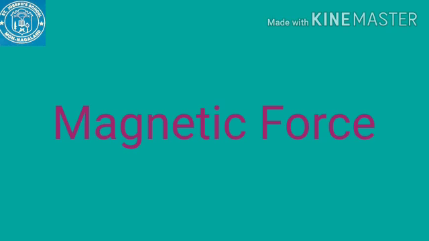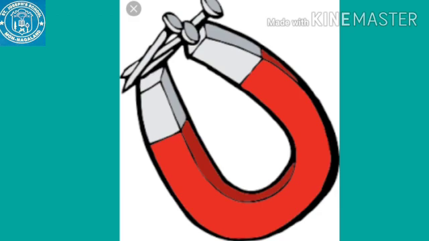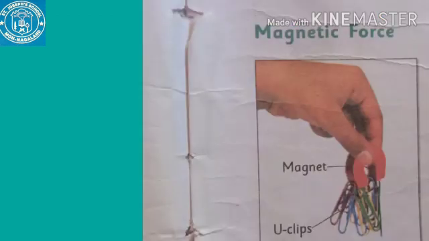Okay, see, this is magnet. You can see magnet. And if you keep this magnet near any objects like clips, then automatically the magnet attracts or pulls these clips. So the force applied by a magnet on an object is called what?